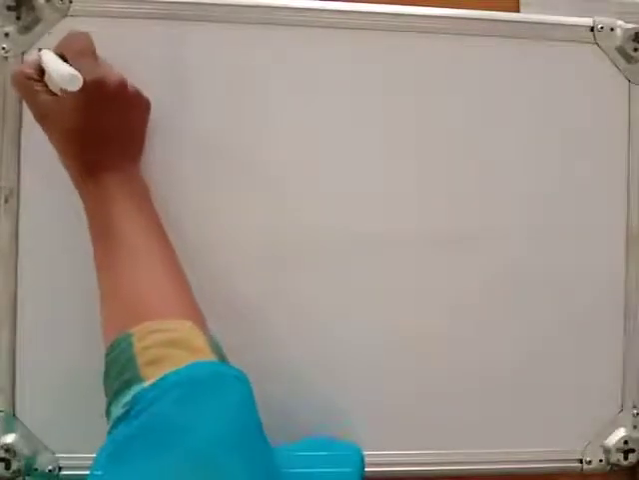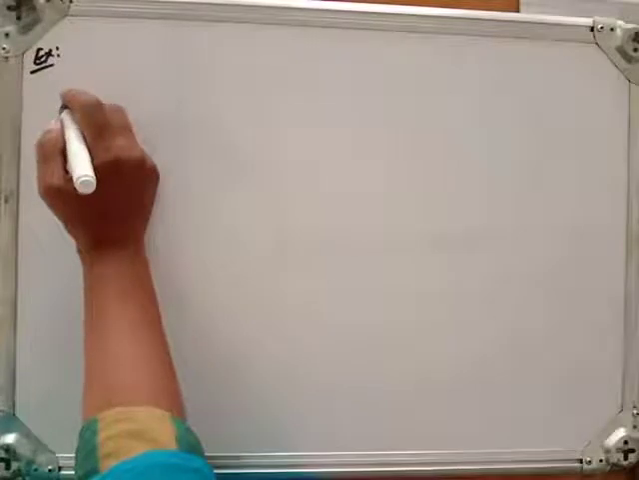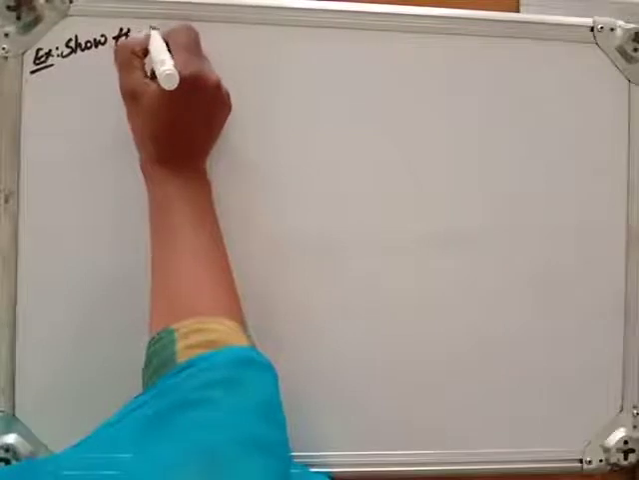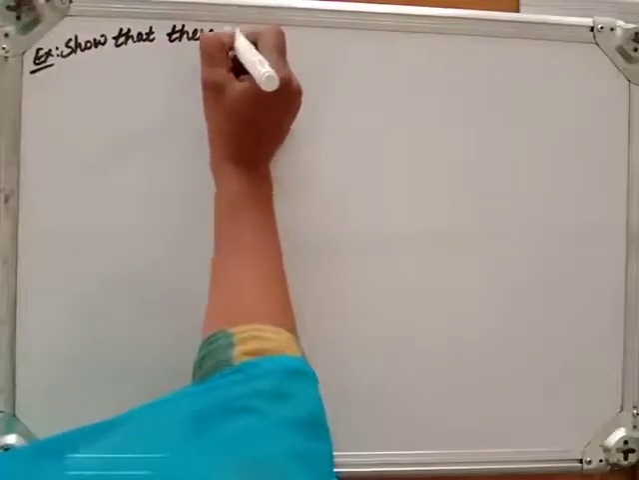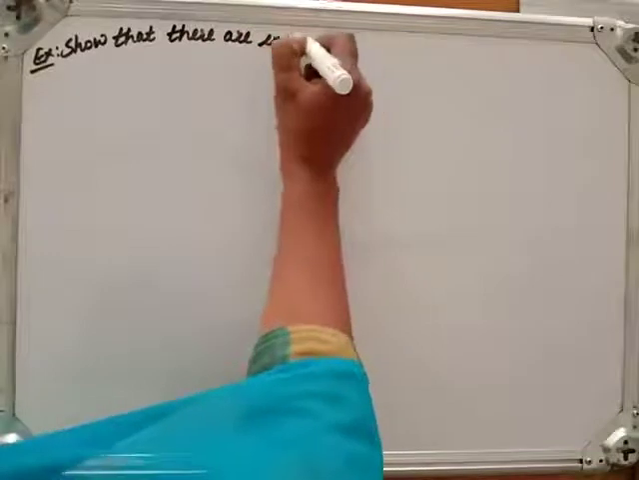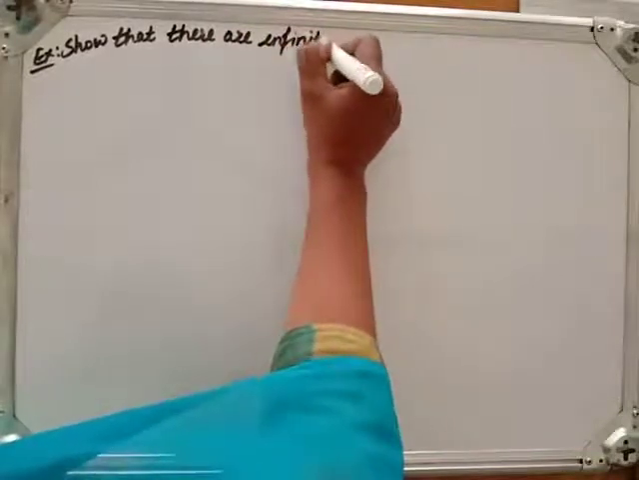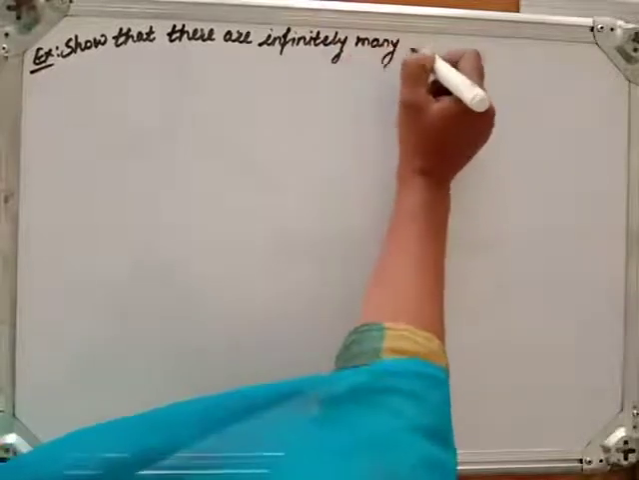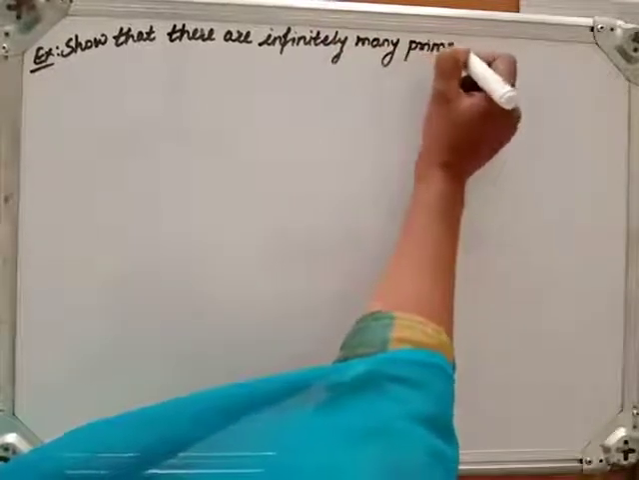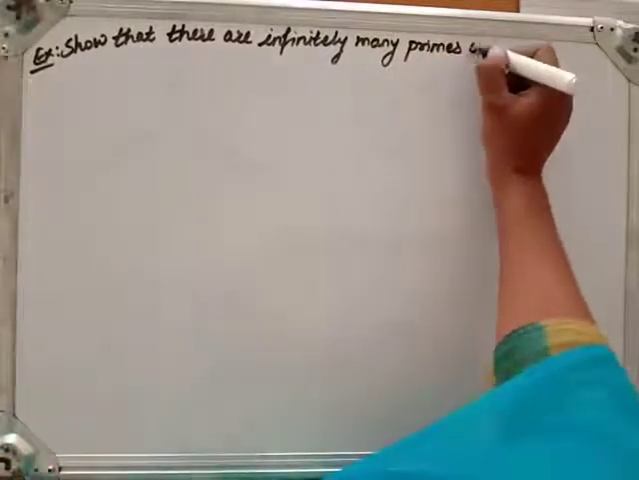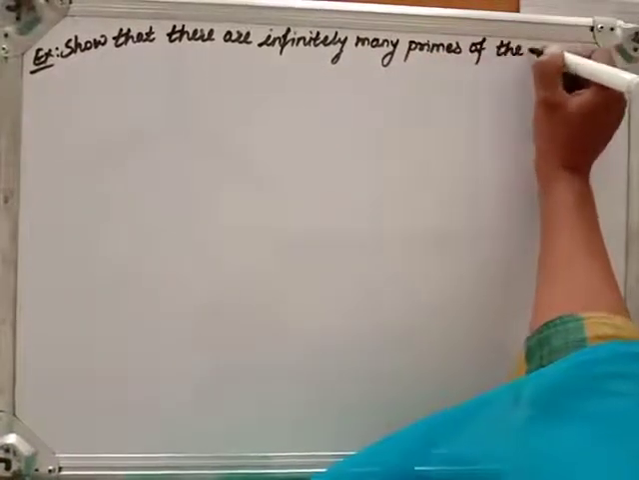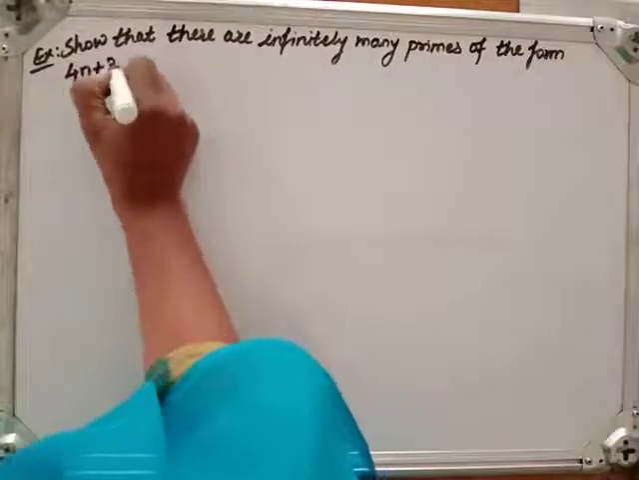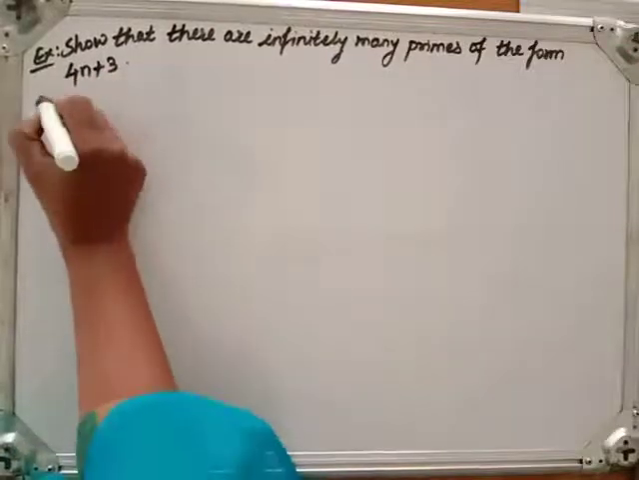Next example is that show that there are infinitely many primes of the form 4n+3. There are infinitely many primes of the form 4n+3.